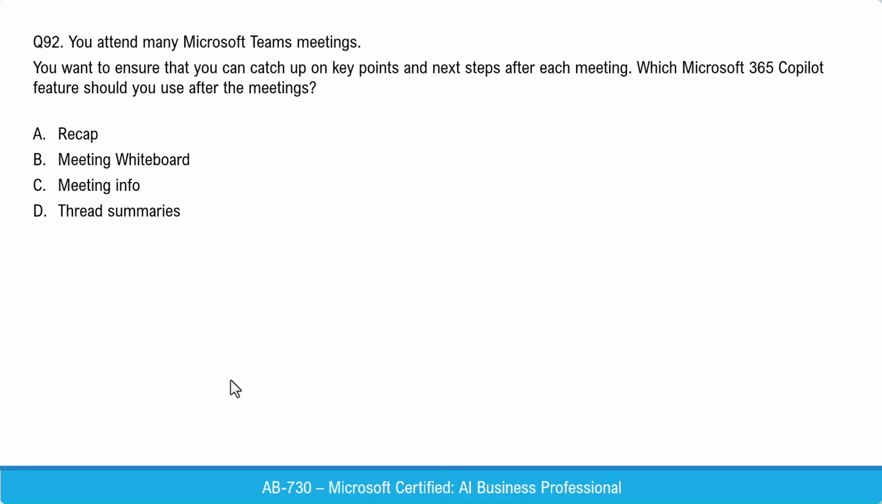Next question. You attend many Microsoft Teams meetings. You want to ensure that you can catch up on key points and next steps after each meeting. Which Copilot feature should you use after the meetings? And the options are recap, meeting whiteboard, meeting info, thread summaries. The correct answer is option A, recap. Let's understand why.